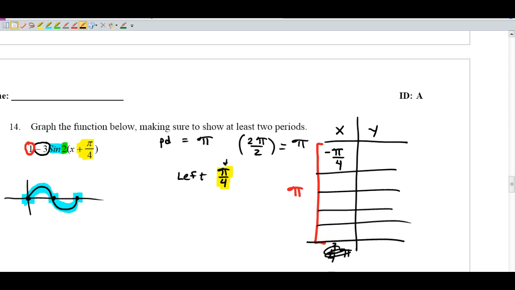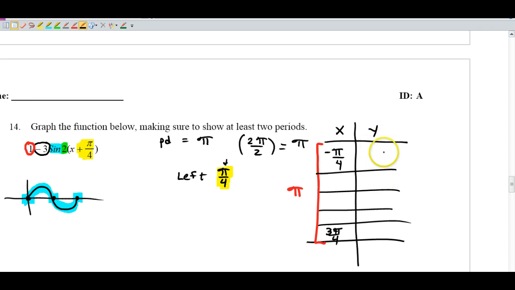Well, let me move this up a little bit here. Can I erase that? All right, so here's the start, here's the middle, here's the end, which is 3 pi over 4. Okay, so negative 1/4 pi, what's this output right here?